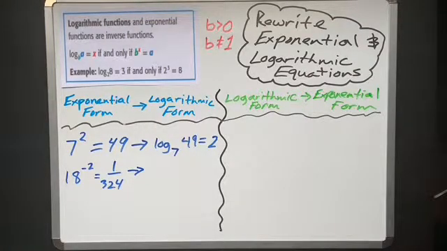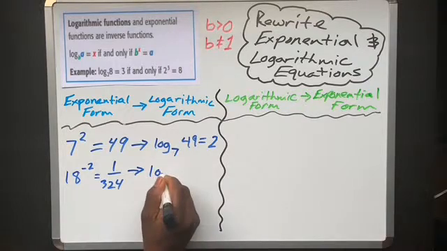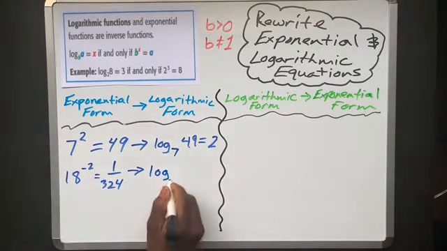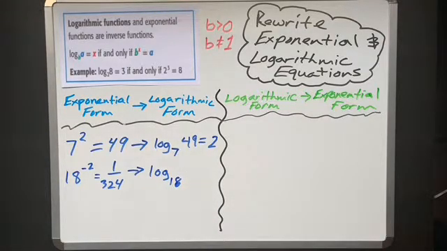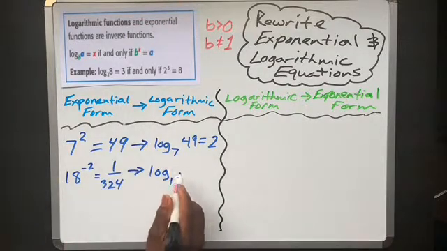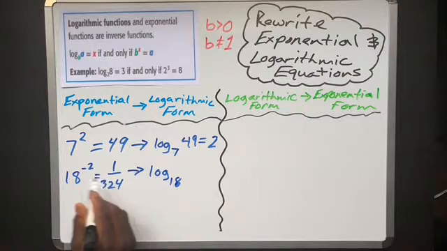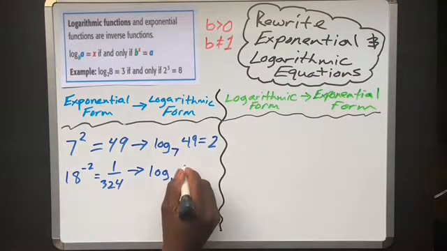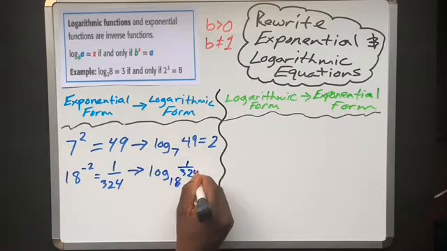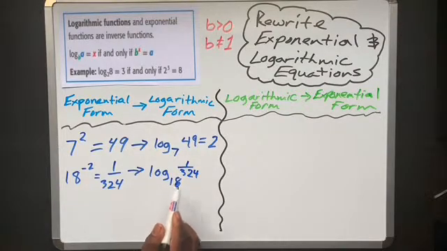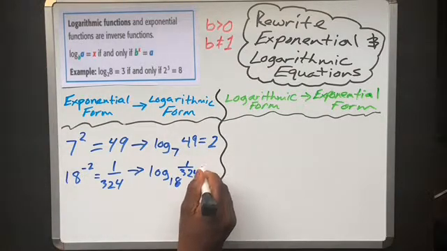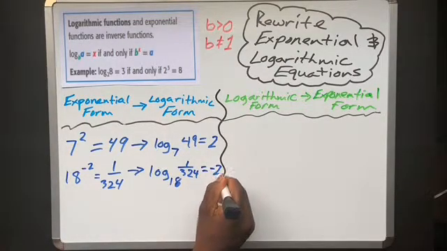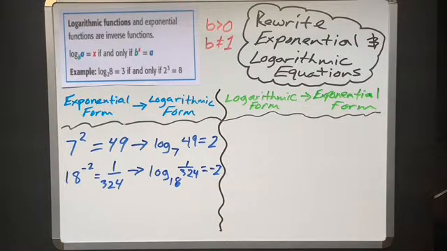All right. Now, let's write this again. We have log, and what's our base? 18. Now, log base 18 of what number? What this exponential portion is equal to? That's 1 over 324. Log base 18 of 1 over 324. And remember, it's equal to the exponent, which is negative 2. Very good. Let's do one more.